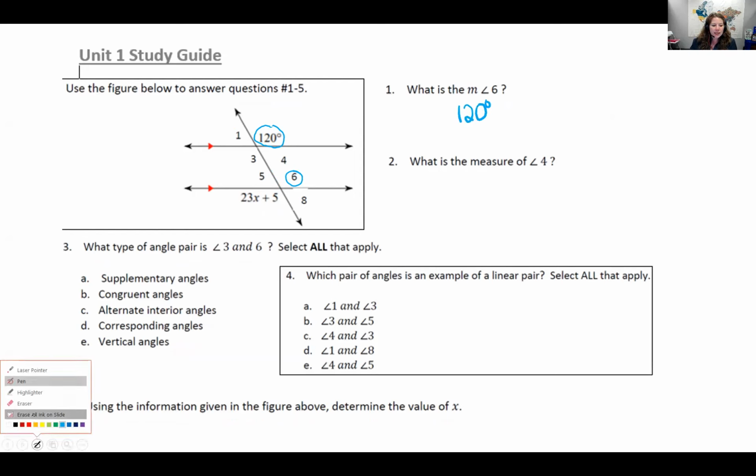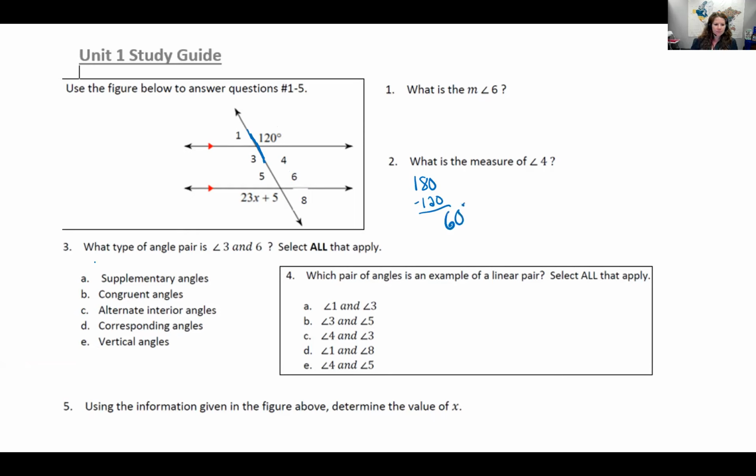Number 2, it asks what is the measure of angle 4? So angle 4 and this top angle 120 are supplementary. Together they make the straight line. So supplementary angles equal 180. We subtract our 120, and that makes the measure of angle 4 60 degrees.